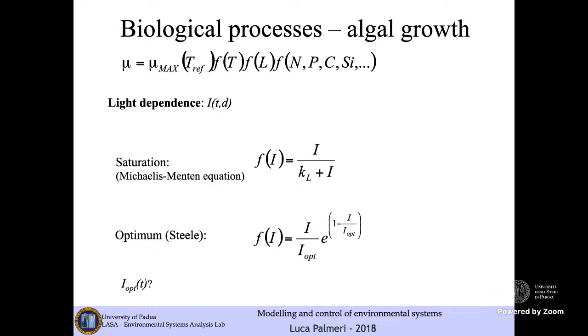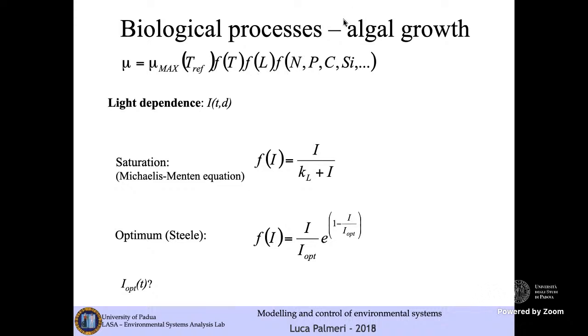Now, let's look at how we introduce light dependence on the growth rate of algae. Again, please note that here we are dealing with a sum model. Growth rate mu is equal to a maximum rate at the reference temperature T multiplied by our limiting functions. Here we have a limiting function for temperature that may be, as we have seen, exponential, linear, or optimum. And we have a limiting function for the presence of light, and a limiting function for the presence or absence of nutrient.